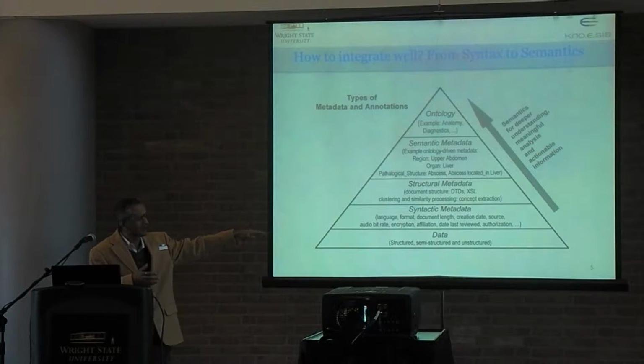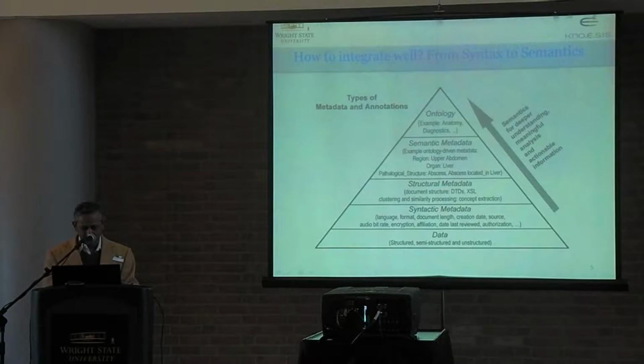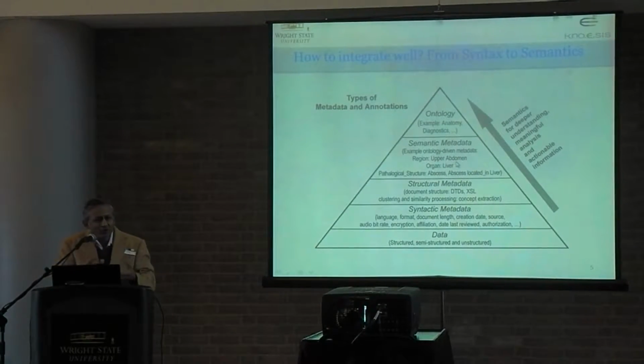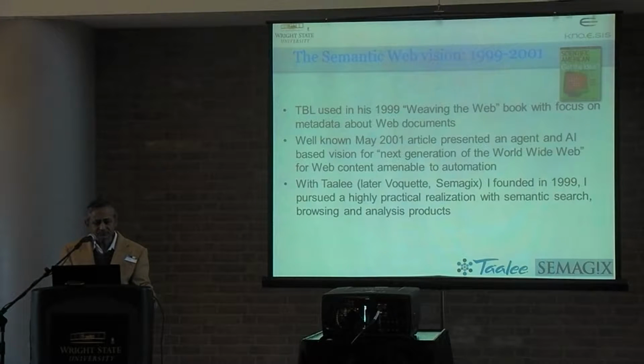You can see the examples here, going from audio bit rate all the way to, say, there is an abscess in the upper abdomen. Going from that low-level information to that high-level thing that matters to human decision making is what we need to do. That is what semantics is about, from syntax to semantics. So fundamentally, the technology is about obviating the need to deal with the syntax and providing the tools to deal with the semantics.